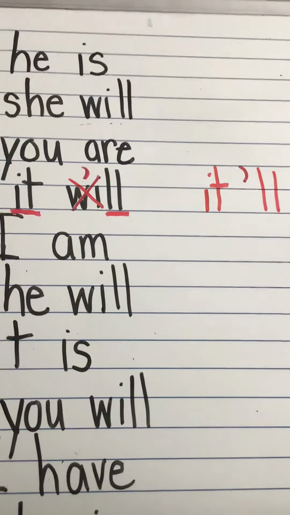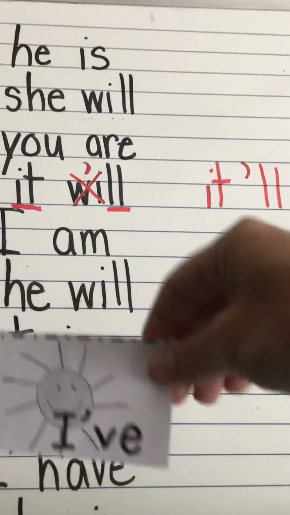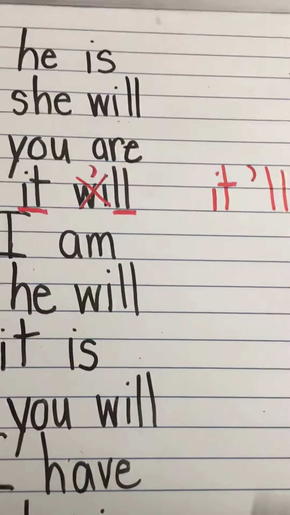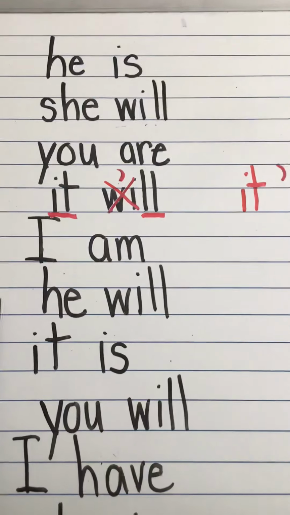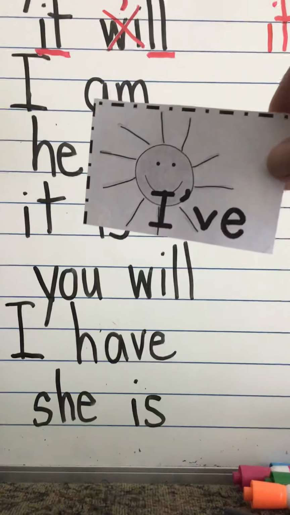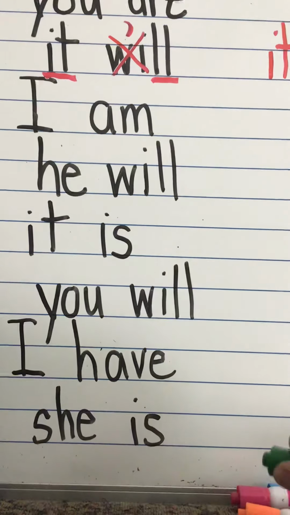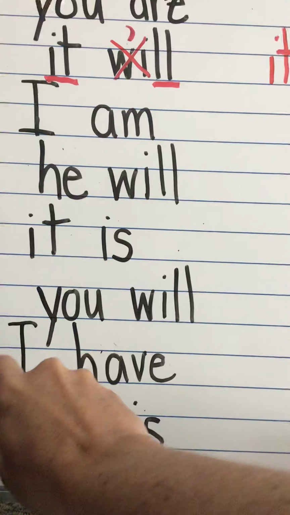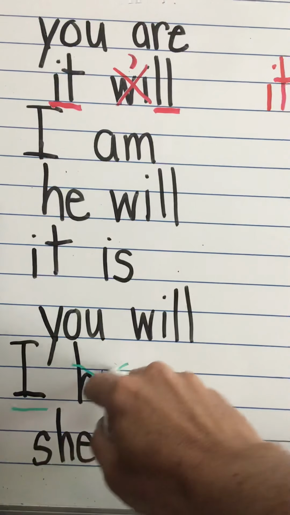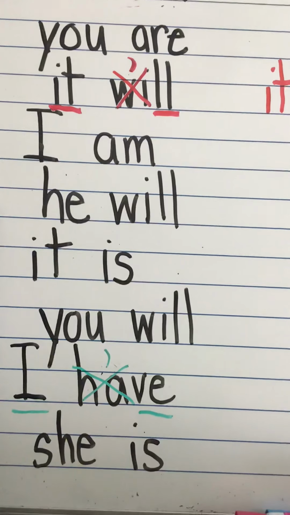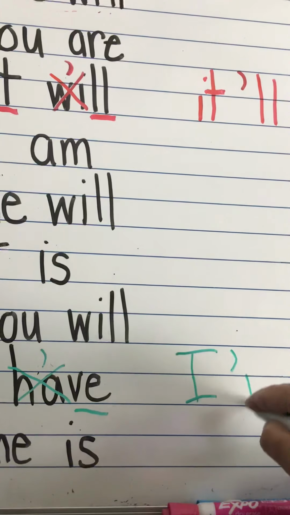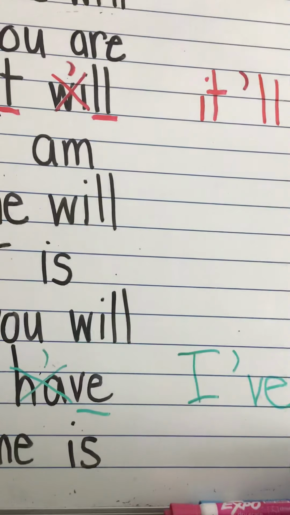Okay, let's pick another card. I've, I apostrophe V E. So where do we have words up here that start with I and end with V E? I see them down at the bottom here. I have starts with capital I and ends with V E. We got rid of those two letters, H A, and put an apostrophe in their place. So now we can make the contraction I've. It still means the same thing as I have.